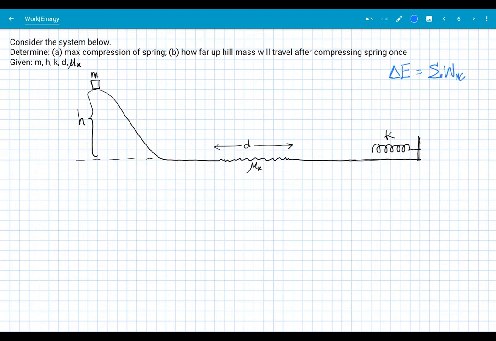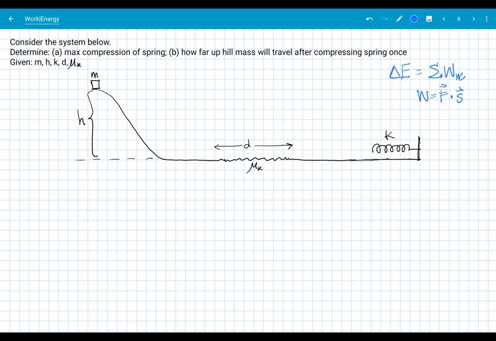the works done by non-conservative forces here, and just reminding us that the definition of work is the scalar product of force and displacement, and that works are done by forces. So that's the basis of our analysis here.